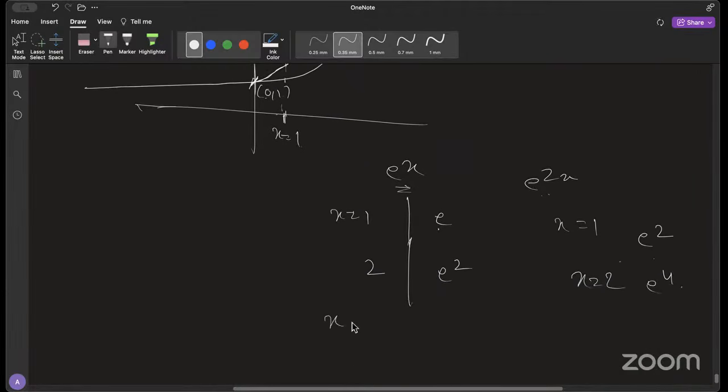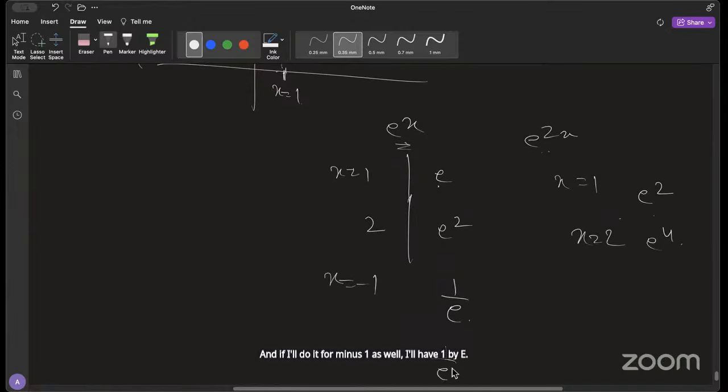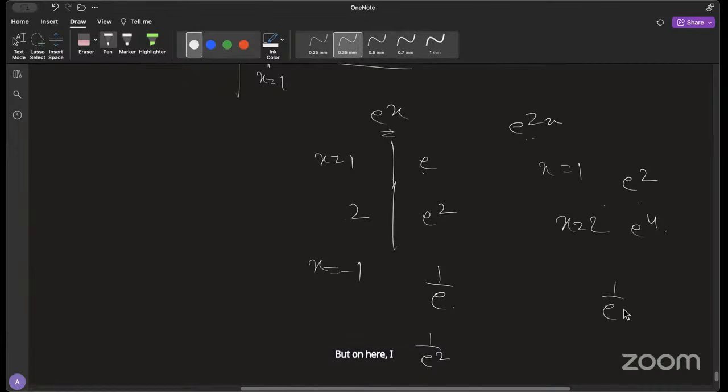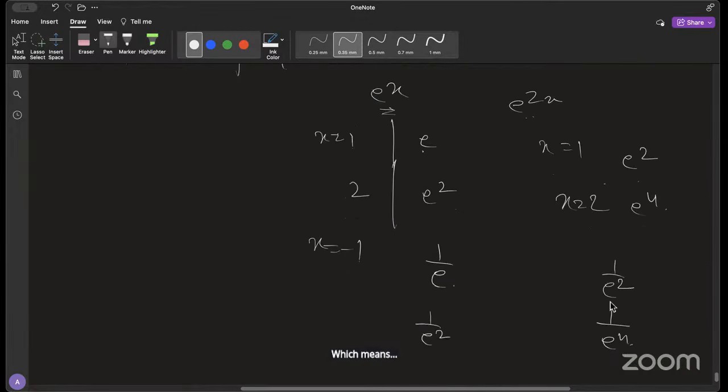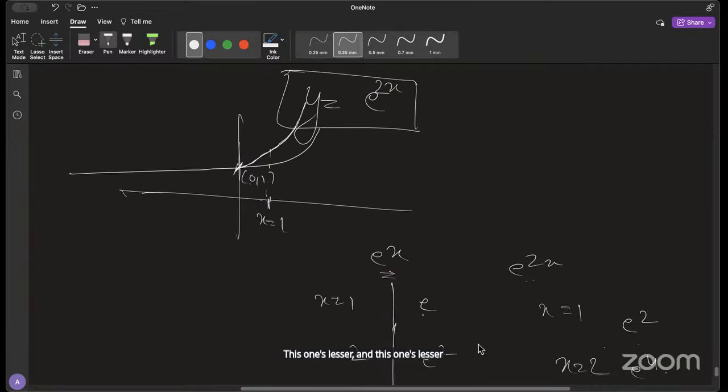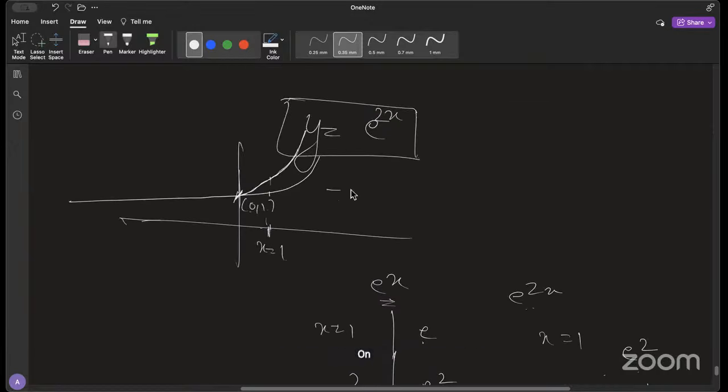Yes, ma'am. And if I do it for -1 as well, I'll have 1 by e here, and 1 by e square on the other. Here I'll have 1 by e square and there 1 by e to the power 4, which means, which one's lesser? This one's lesser, right? That means on the positive side, when x is positive, e to the power 2x is greater than e to the power x. And when x is negative, your e to the power 2x is less than e to the power x, right? So it'll be like this. Is that okay?